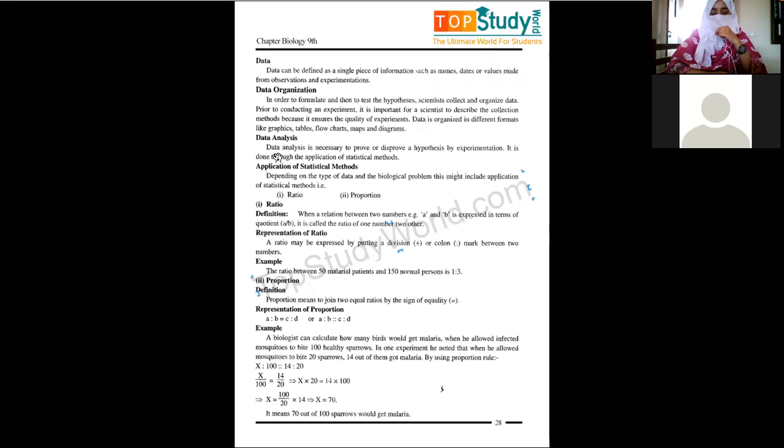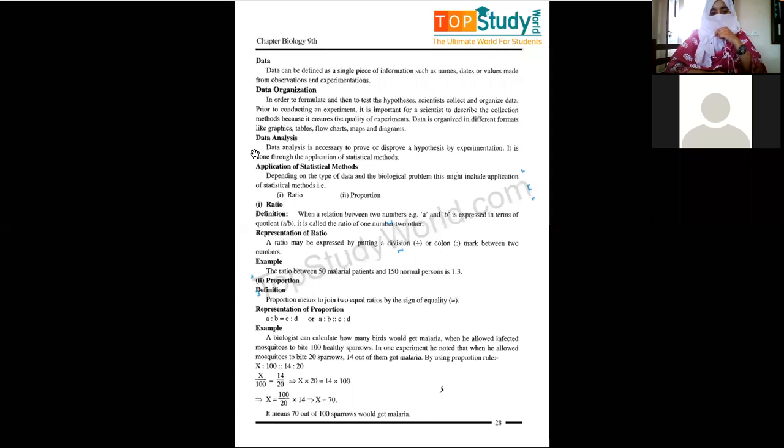Then next is data analysis. Data analysis is necessary to prove or disprove a hypothesis by experiment. It is done through the application of statistical methods. Statistical methods means we use two methods of statistics, like ratio and proportion. You are also familiar with these two terms in your maths, ratio and proportion.